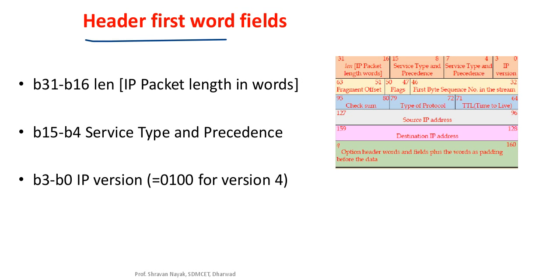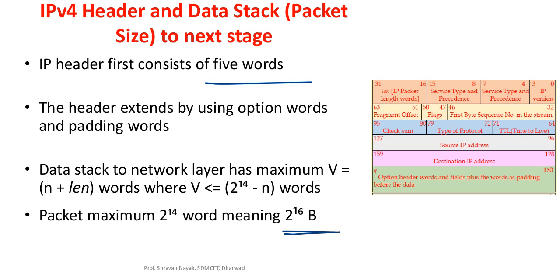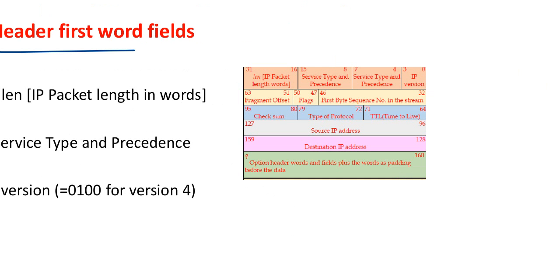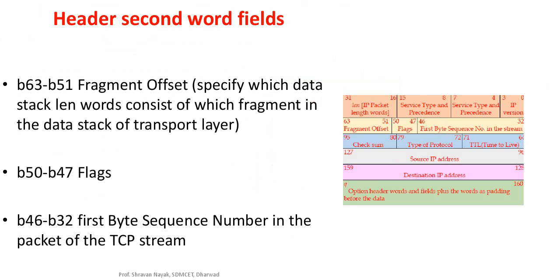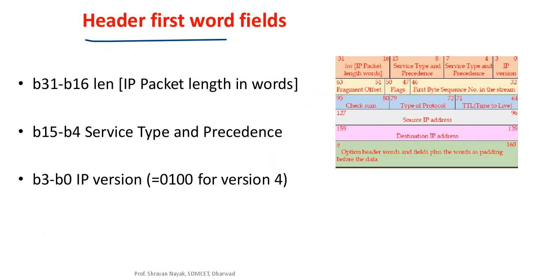Okay, so B31 to B16, right? So where exactly do you find that 31 to 16? You start from here, right? So this indicates the IP packet length, the length in words.